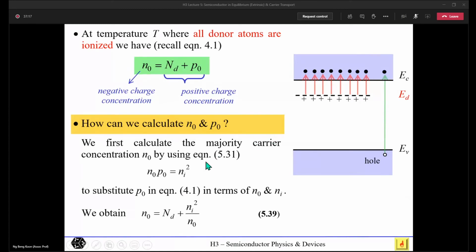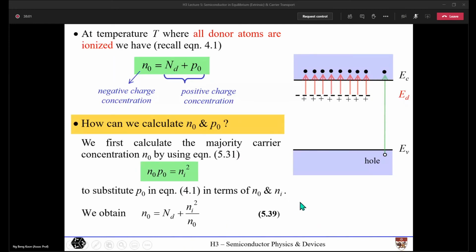So remember, other than this charge neutrality equation, an equation that relates N0 and P0 is actually the mass action law, N0 P0 equals Ni squared. This in fact gives us another equation that we can use together with the charge neutrality. Two unknowns, assuming that you know Ni, and two equations, we can solve this simultaneously, right? So if you replace the P0 in the charge neutrality equation with the expression from the mass action law, we get N0 equals ND plus Ni squared over N0.